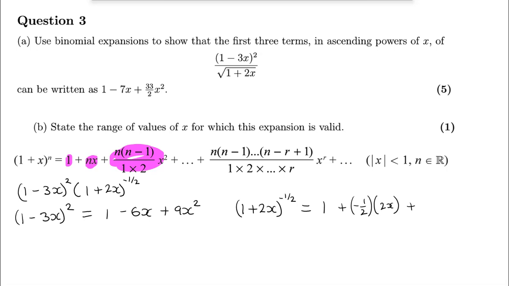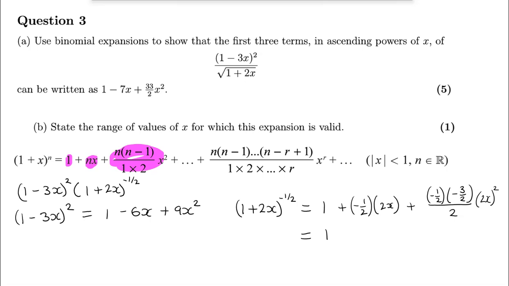So we've got minus a half, that's our n. n minus 1 would be minus 3 over 2. And then you've got 2 times 1, and then you've got this 2x in a bracket squared. Please don't forget to square the 2. I know I keep mentioning it, but please don't forget.